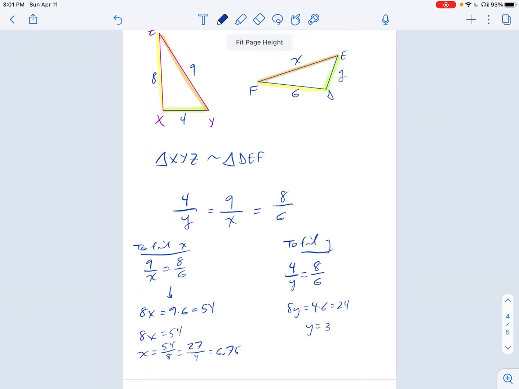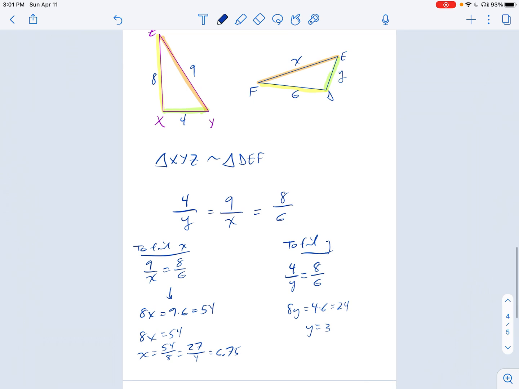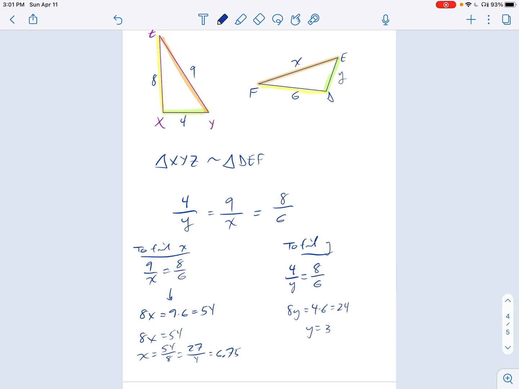Let me just look at this. For some reason, I feel like I've made a mistake here, but maybe not. No, this looks right. Sorry about that.